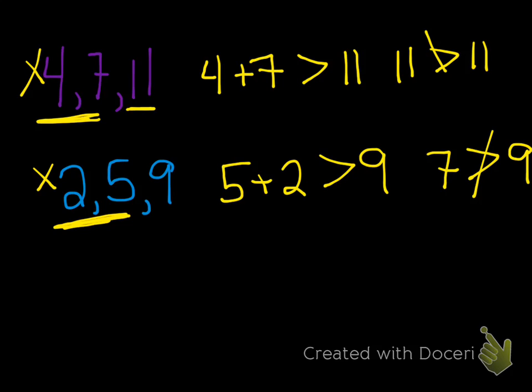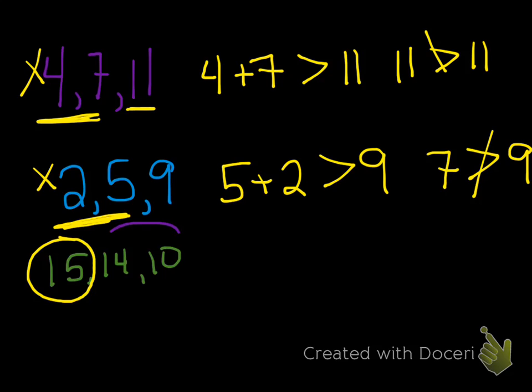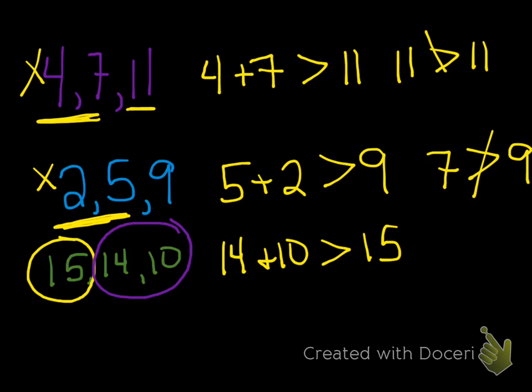All right, third one. 15, 14, and 10. Okay, so you have to pay attention. This is my longest side, and these are my two shorter sides right here. So I'm going to do 14 plus 10 is greater than 15. 14 plus 10 is 24. Is 24 greater than 15? Yes, so that means this one is a triangle.